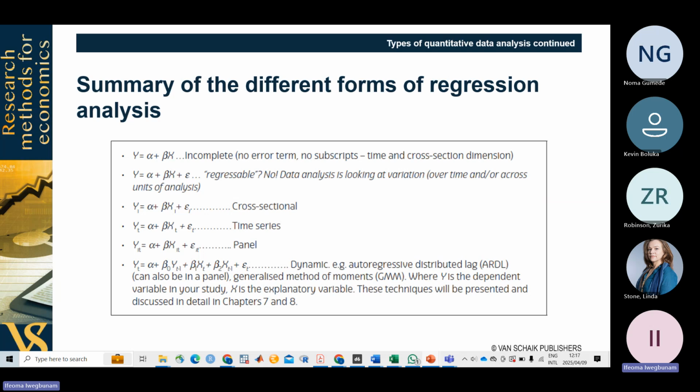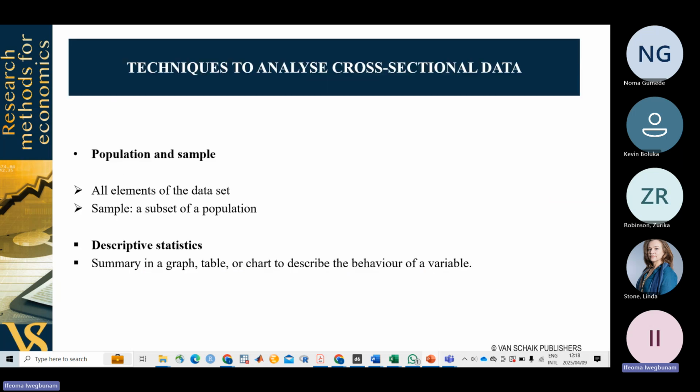Also, setting the equation right will help in the interpretation of results, because when you finish doing your regression analysis, you need to understand the equation you set, and that will help you to interpret your results accordingly based on the findings obtained from the research. You can also use the autoregressive distributed lag model in a panel data, or the generalized method of moments, that's GMM, when you're trying to conduct a panel data analysis.